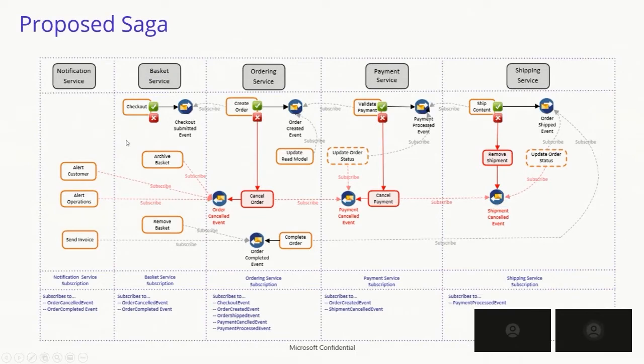You can see the different things. You can also see here, too, if any one of these services fail, say, for example, we can't ship it, then we're going to remove that shipment. We're going to publish a shipment canceled event. Then we're going to cancel the payment. We're going to publish a canceled payment event, and so on and so forth.